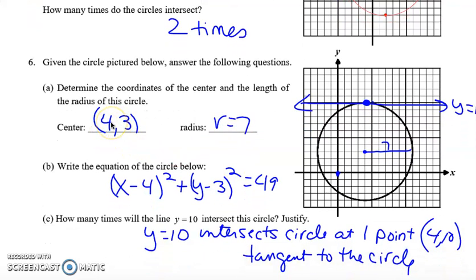Remember, you have to do the opposite signs. So this will be x minus 4 squared plus y minus 3 squared equals the radius squared, and 7 squared is 49. So that's my equation right there.